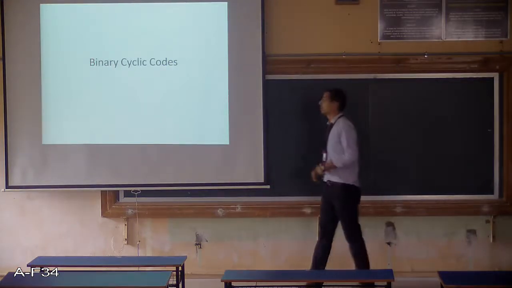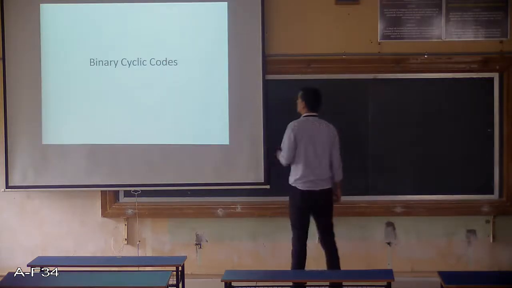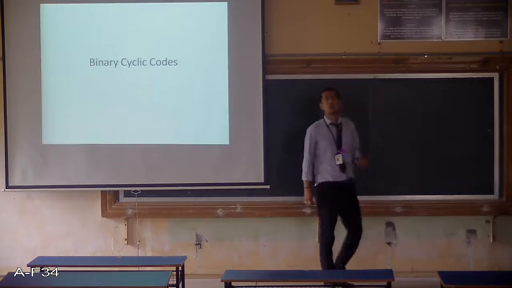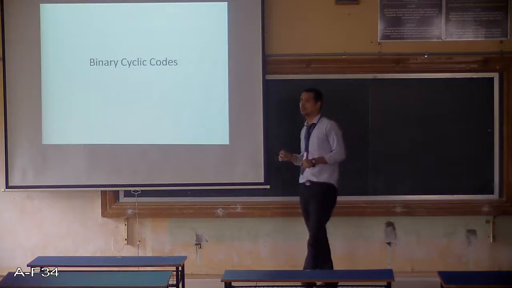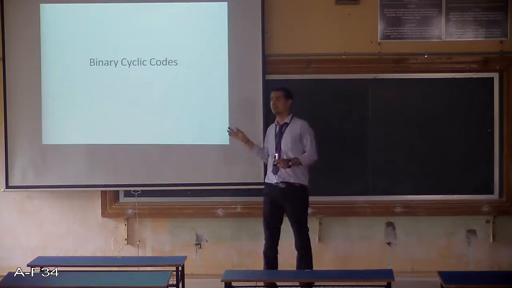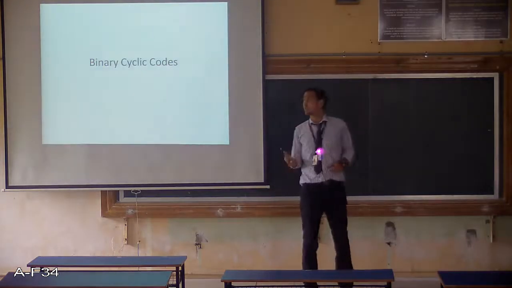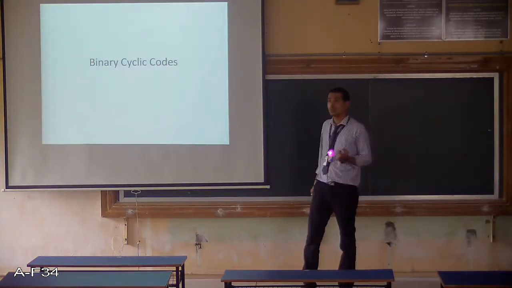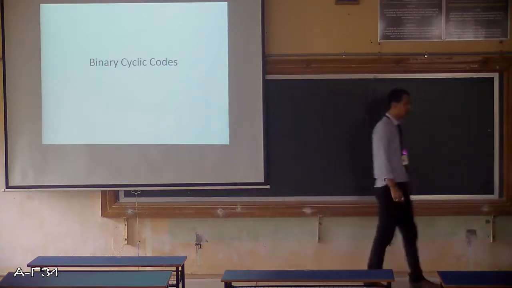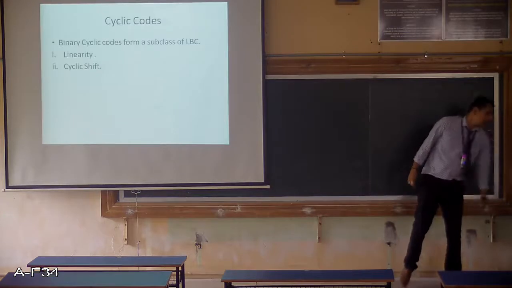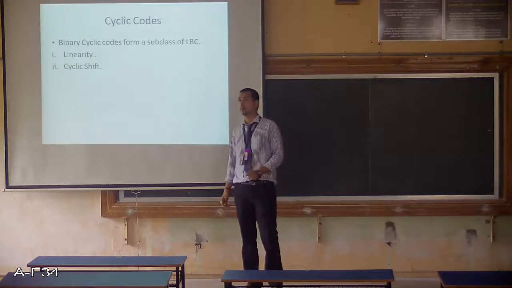Okay, let's start with today's topic, binary cyclic codes. What are these binary cyclic codes? Before I start explaining, the codes we know are binary. They consist of zeros and ones. Now the term cyclic is a new, different thing here. Cyclic codes, what does this define? This is a form of LBC codes. Binary cyclic codes are a subclass of LBC codes.